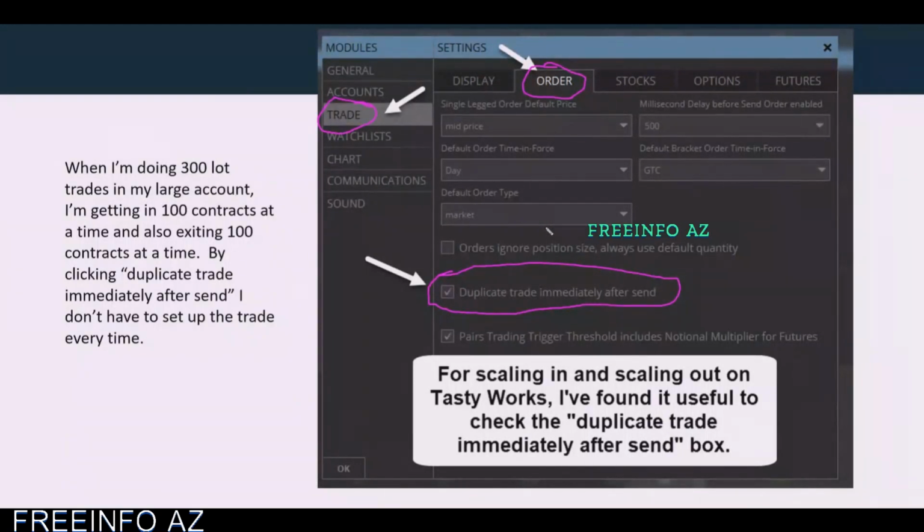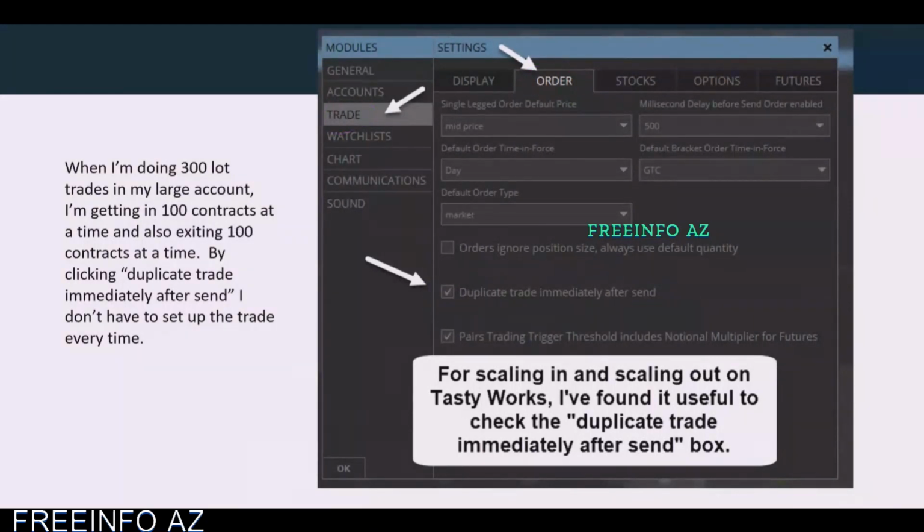So I like to scale in and then scale out. That way I don't have to place the order every time. You've got to be a little careful to make sure you know whether you're exiting here or entering. But that's a nice little feature that I like, because I'm doing large size, and so I like to scale in and scale out that way.